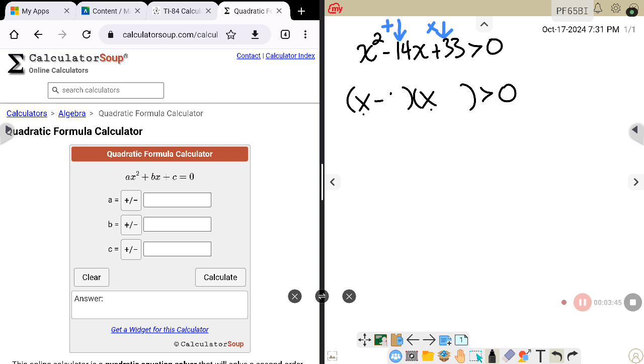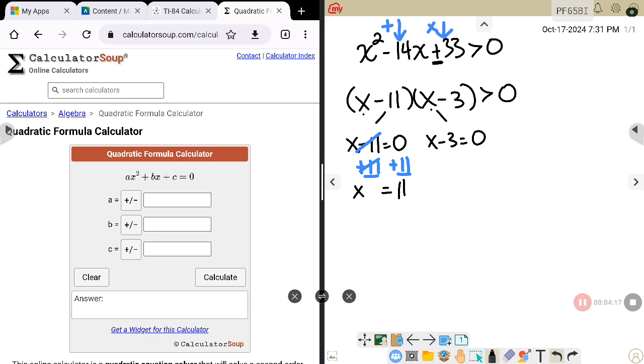The numbers that are going to do that are a negative 11 and a negative 3. Because a negative times a negative does give you that positive, and negative 11 plus negative 3 gives you that negative 14. Now, I can set them equal to 0 and solve them for x. So on the first one, I'll add the 11 to both sides. So I'll get x equals 11. And on the other one, I'll add the 3 to both sides. So I get x equals 3. So those are going to be your x-intercepts.